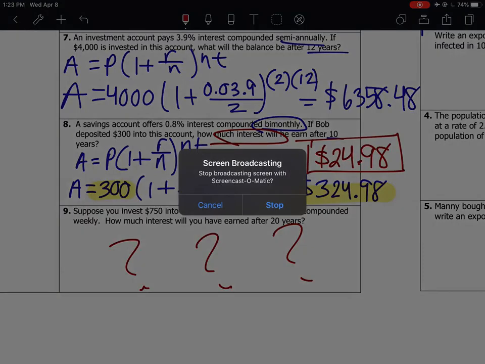Okay. Then for number 9, that is what your assignment is going to be on today.